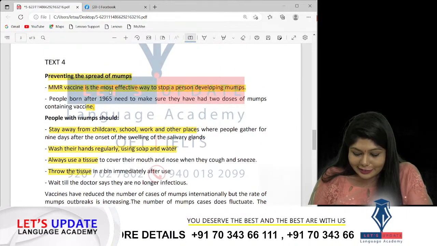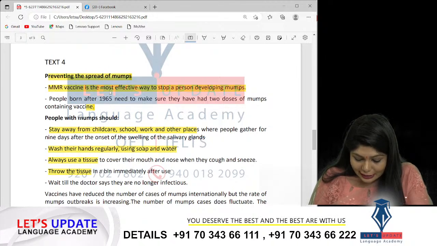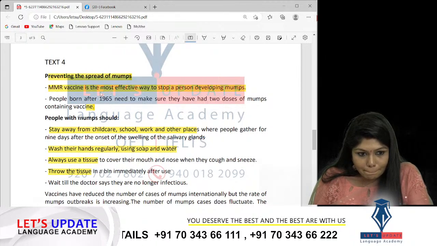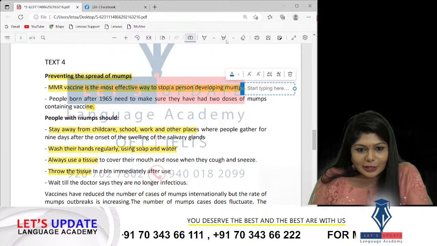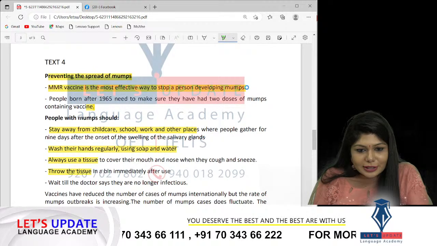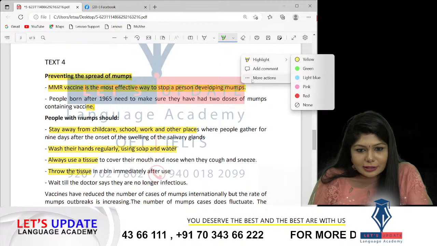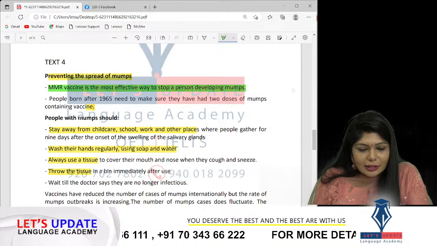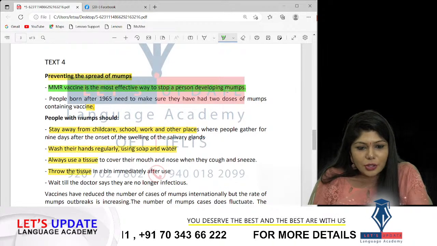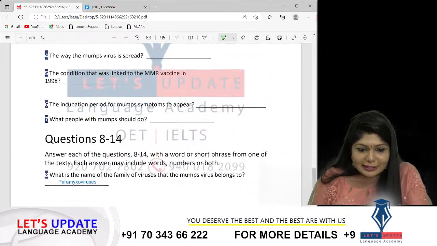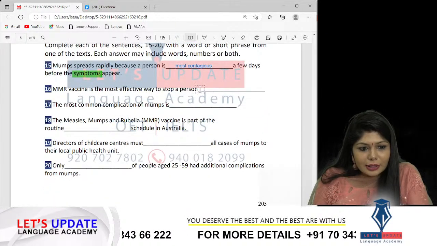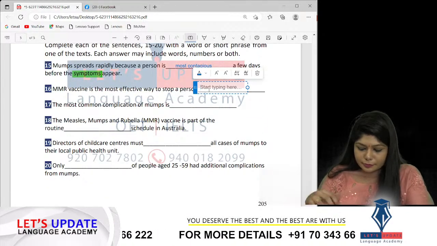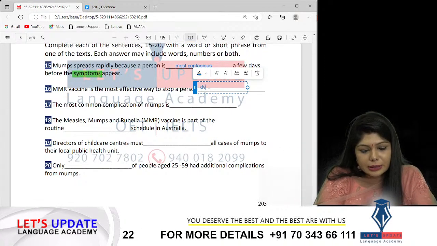Okay, and here we have the answer in the very first line itself. Yes, MMR vaccine is the most effective way. That is the question as well. So I'll just highlight that information. MMR vaccine is the most effective way to stop a person developing. Okay, that is the answer. So just fill in that information here. Developing mumps. Okay.